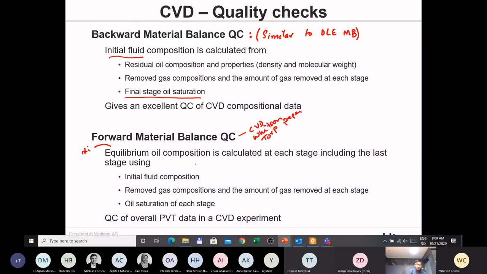Knowing this and all the information from the CVD test, and using the oil saturation of each stage, that's why it's an overall QC of the CVD experiment. Generally, if you have rich gas condensate or near critical fluids, where you have more confidence in the liquid saturation measurement, then this forward material balance should be reasonable for those fluid systems.